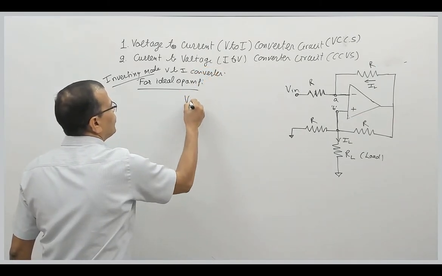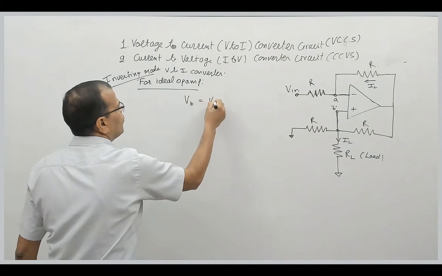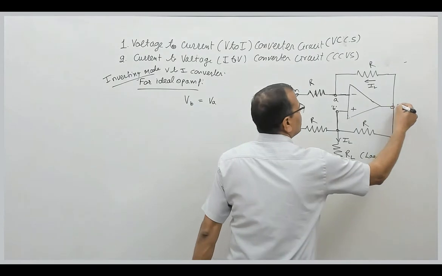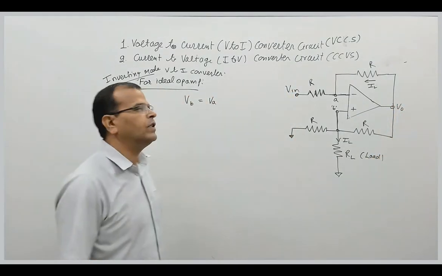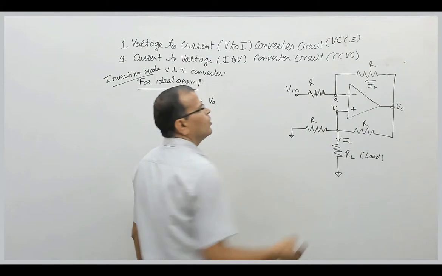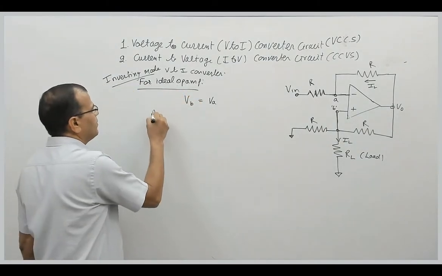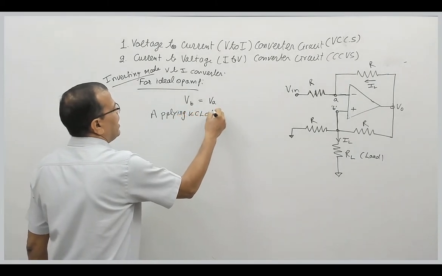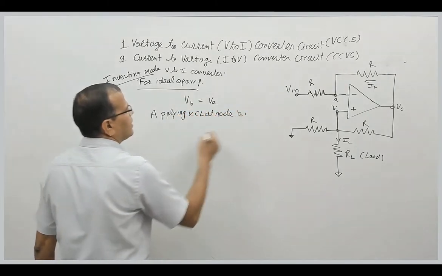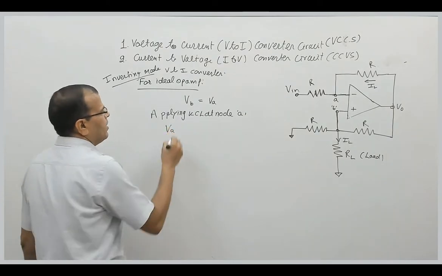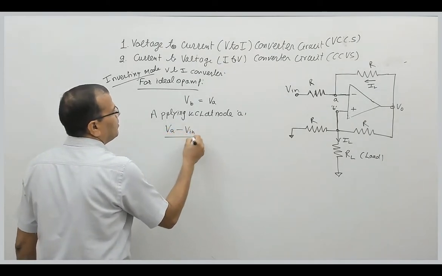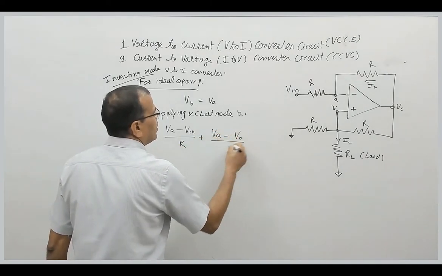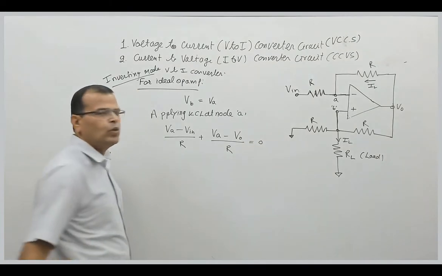For an ideal op-amp, the voltage at node B is the same as the voltage at node A. If this voltage is V0, apply KCL at node A. What do we get? (VA - Vin)/R + (VA - V0)/R = 0.